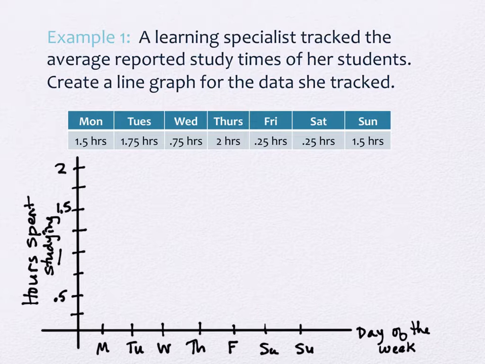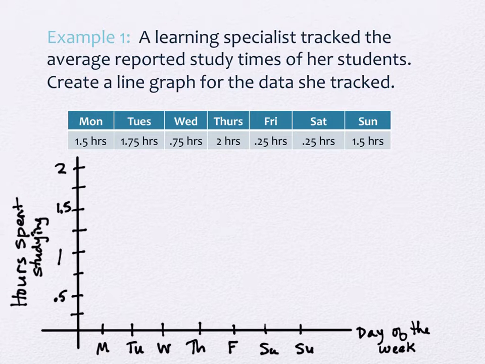Let me try and move this over just a little bit. Okay. And we're going to just put dots representing where each of these locations are. So as we're taking a look at this, on Monday, we spent an hour and a half. So on Monday, we're about right there. On Tuesday, it's 1.75, and it looks like this. On Wednesday, we're at 0.75. On Thursday, we're at 2 hours.